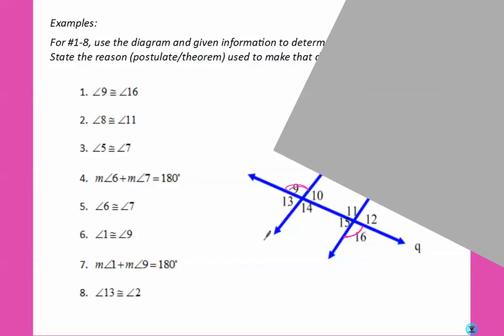So cover those up. This is M and this is L. So 9 and 16 are alternate exterior angles. Based on our theorems and postulates from the front, if alternate exterior angles are congruent, then the lines are parallel. So that means line M is parallel to line L.